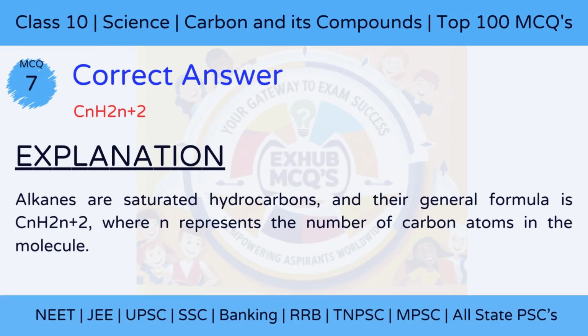The correct answer is option B, CnH2n+2. Explanation. Alkanes are saturated hydrocarbons with only single bonds between carbon atoms. Their general formula is CnH2n+2, where n represents the number of carbon atoms.